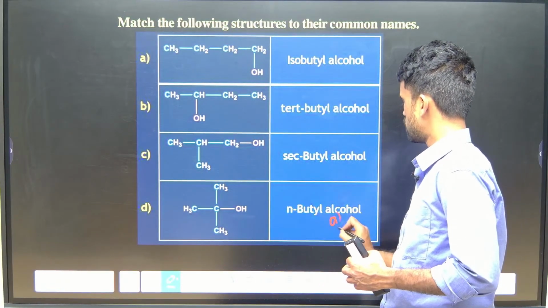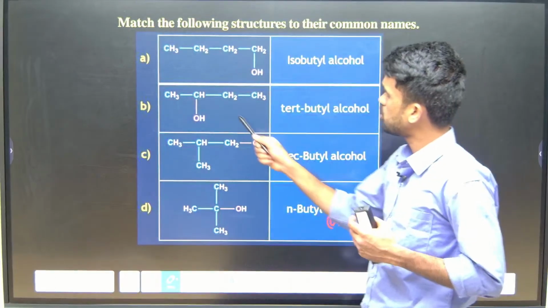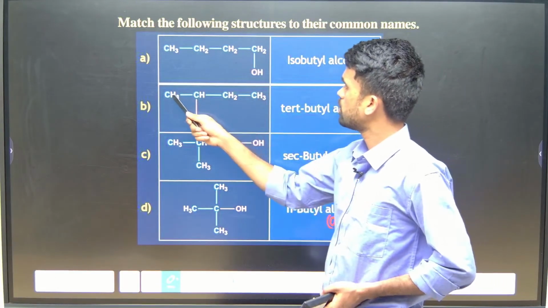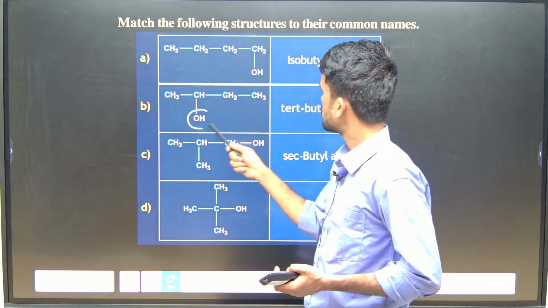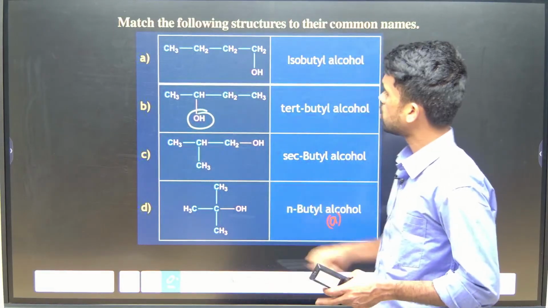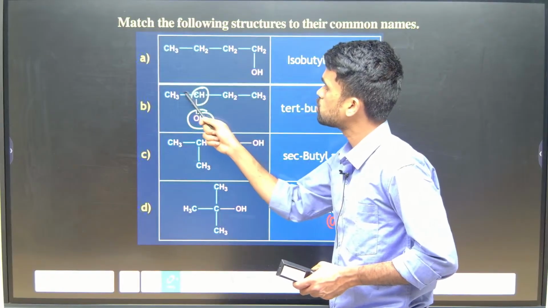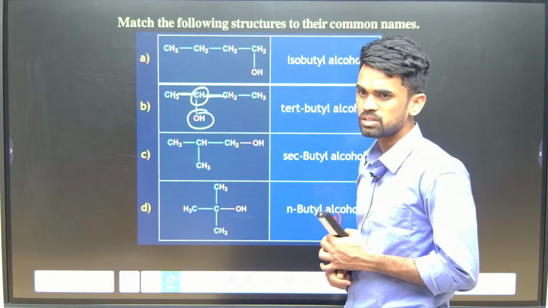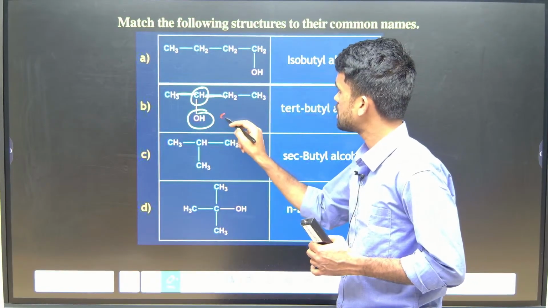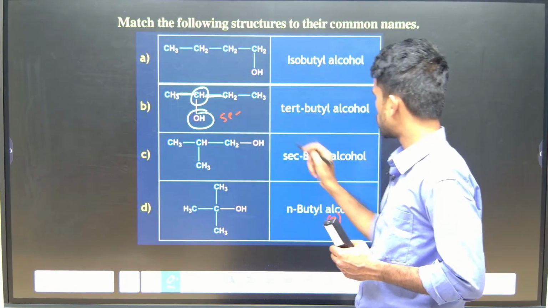This is A. Okay, next one. So what about this alcohol? See, 1, 2, 3, 4. So 4 is there, so it is at second position. So this carbon is attached to 2 other carbons now. So is it primary, secondary or tertiary? Secondary. So you can say secondary butyl alcohol.